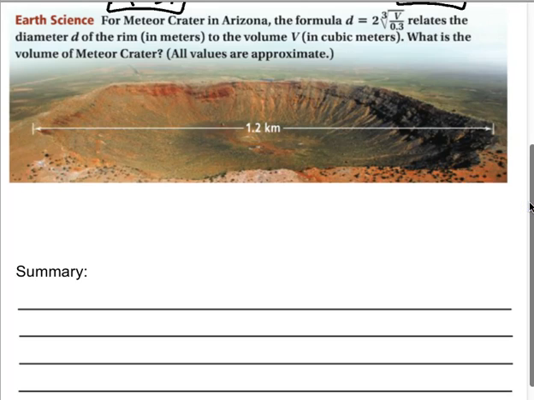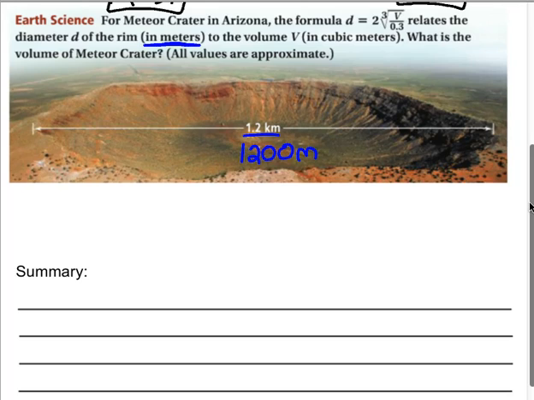So for meteor crater in Arizona, the formula d equals 2 times the cube root of v over 0.3 relates the diameter d of the rim in meters to the volume v in cubic meters. What is the volume of meteor crater? So here, the first thing we need to keep in mind is telling me that I need to use meters in this formula. Right now I have kilometers. So I need to convert that. 1.2 kilometers is going to be 1,200 meters.